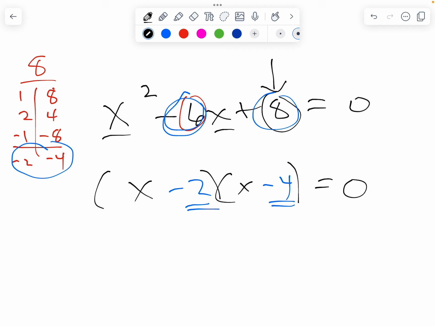Now, factoring is the hard part. The last thing you got to do is you flip those signs around. x is equal to 2 and 4. Now, why does x have to be 2? Why is it the opposite? Well, again, what you're solving for is the value of x that makes the equation true.